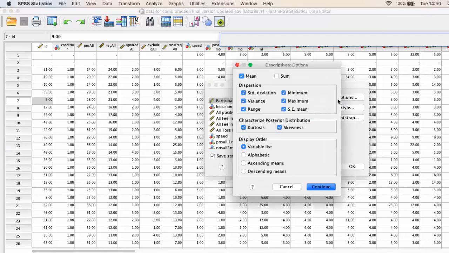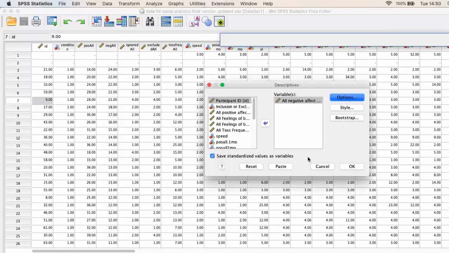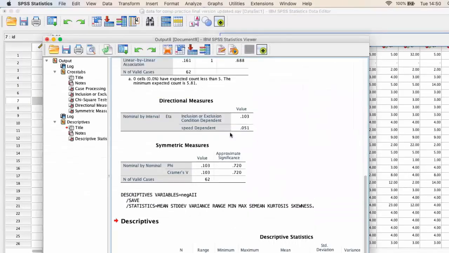You go to options, and you want to get all this good information. You want the mean, standard deviation, variance, range. You definitely want kurtosis and skewness. You can check off all of these, just get all the information you need. And you hit continue. And you hit OK. All right, so we got all these descriptives.